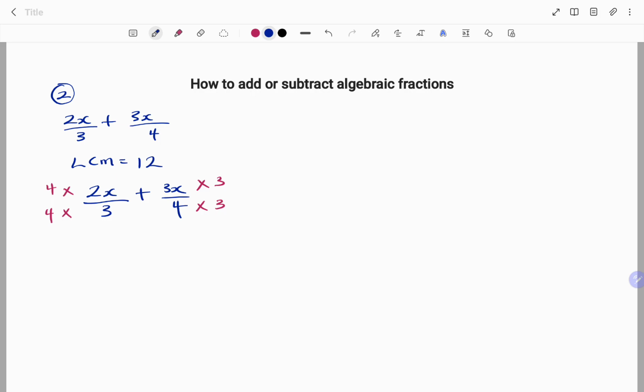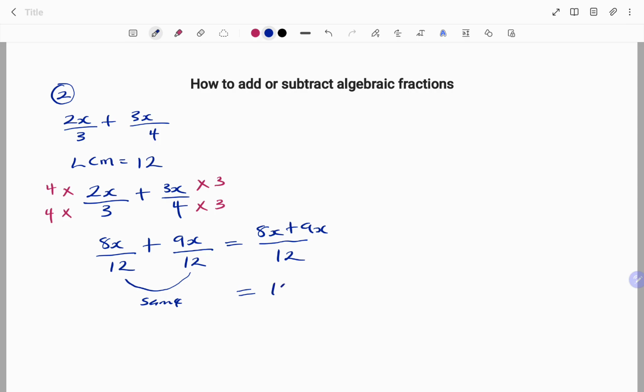Now you have 4 times 2x, that's 8x, over 4 times 3, 12, plus 3x times 3, that's 9x, over 4 times 3, 12. And once the denominators are the same, you put the fractions under the same denominator, which is 12. Then at the top, you have 8x plus 9x, that's 17x, all over 12.